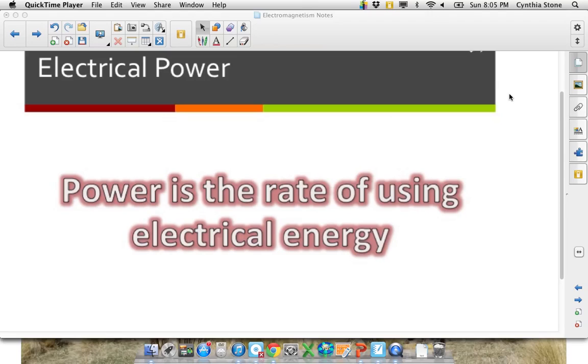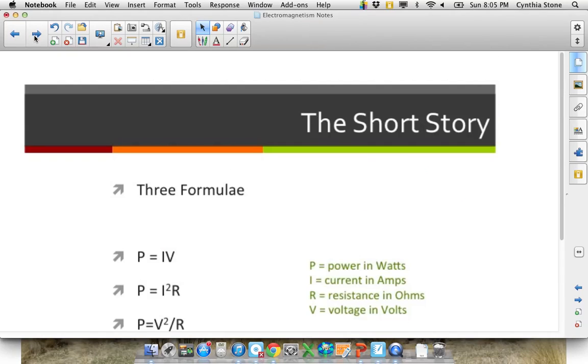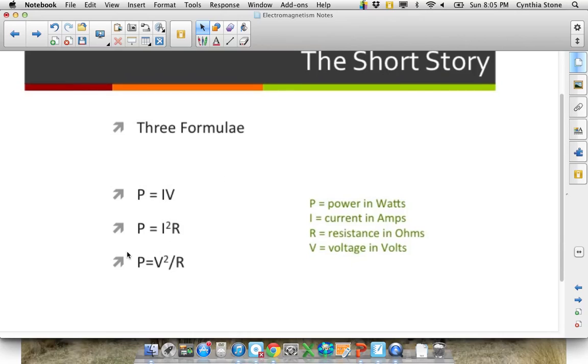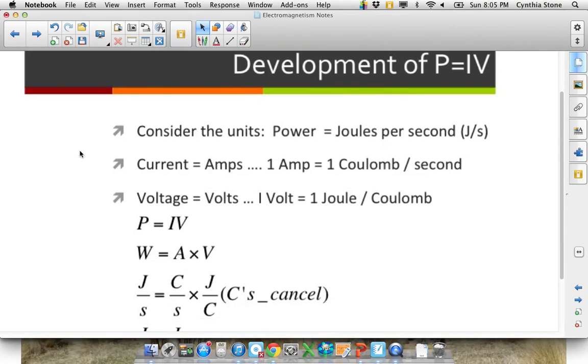of using electrical energy. We've talked about power when we're talking about work and energy before, and electrical power is really the same thing, but there are a few smoother formulas that apply to electricity. Here they are. Power is equal to current times volts, or I squared R or V squared over R. And these are all terms that we've already used: current in amps, resistance in ohms, and volts.